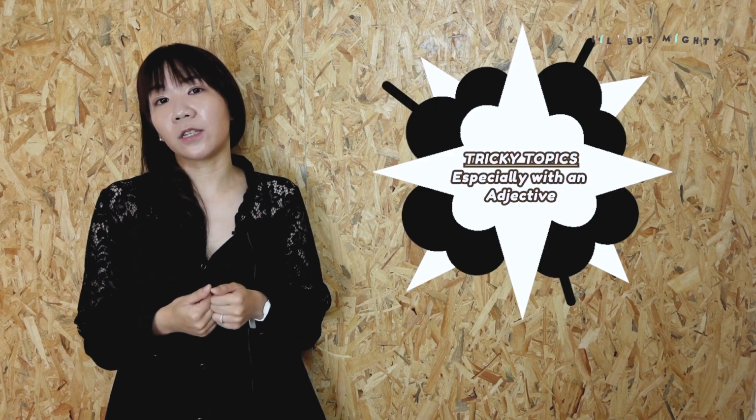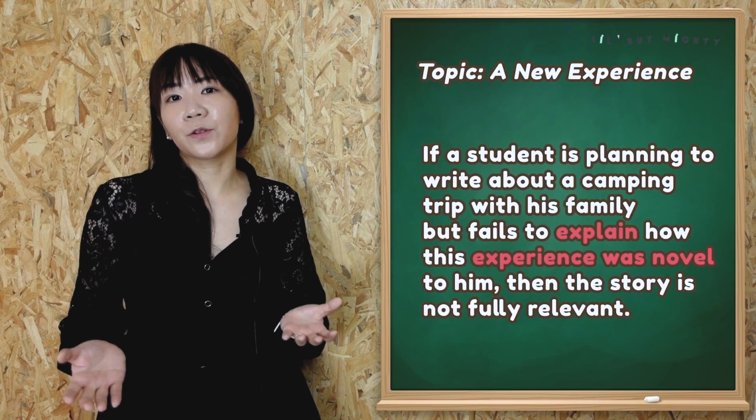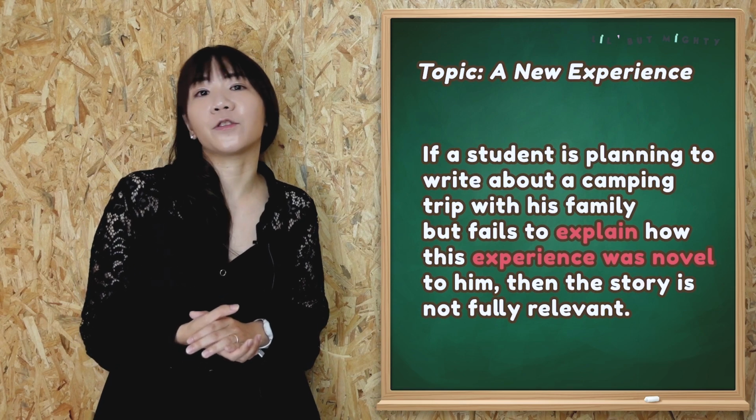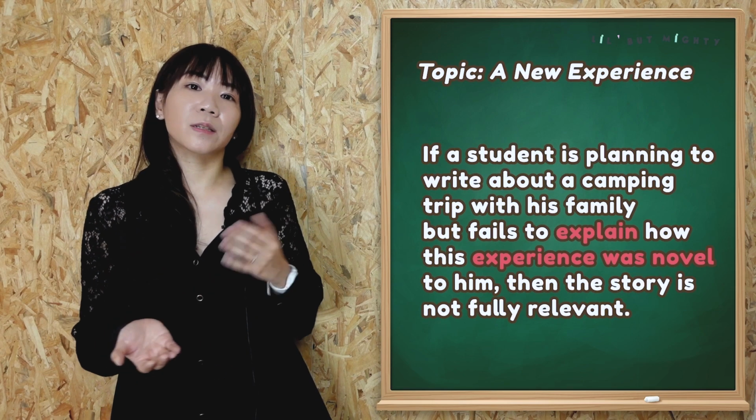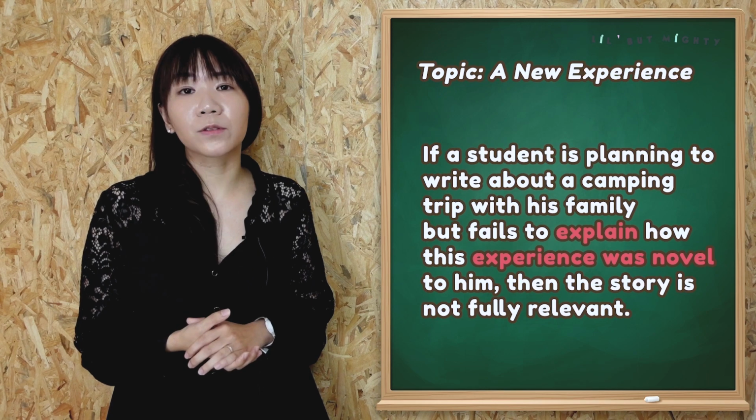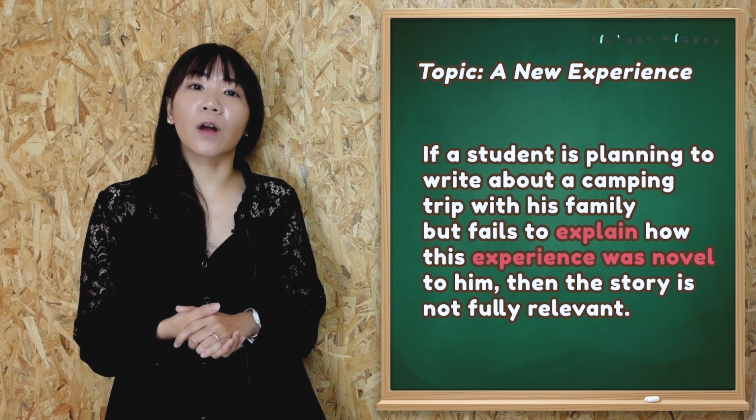Here's another point to note. Some topics can be tricky, especially if it contains an adjective. It's easy to deviate from the topic, especially when the story is not fully relevant. Take for example, if the topic is a new experience and a student is planning to write about a camping trip with his family but fails to explain how this experience was novel to him, then the story is not fully relevant.